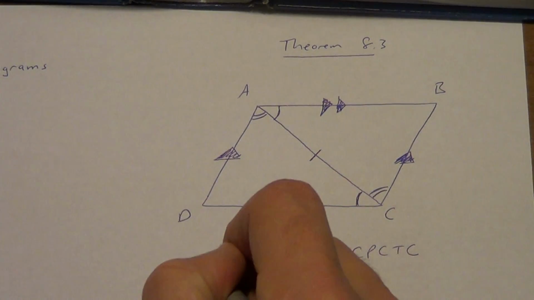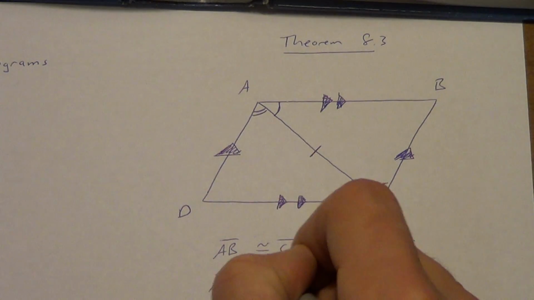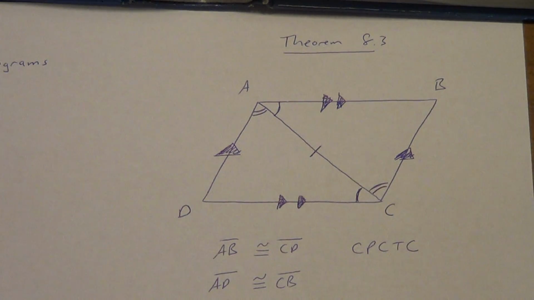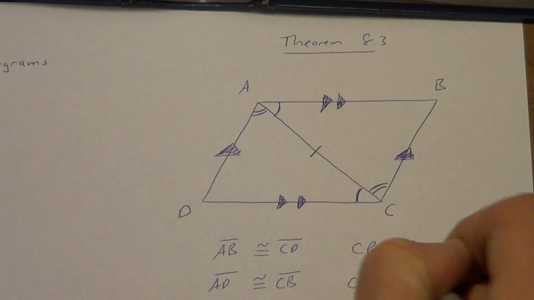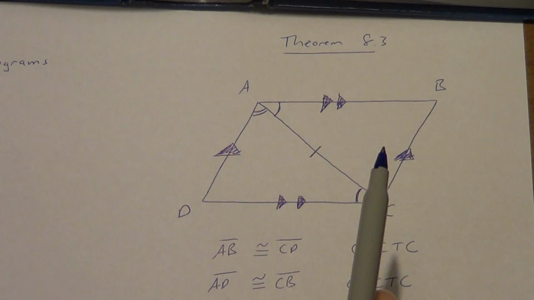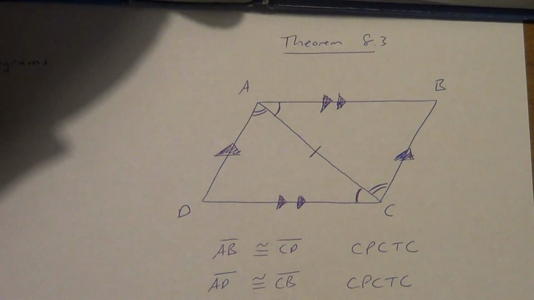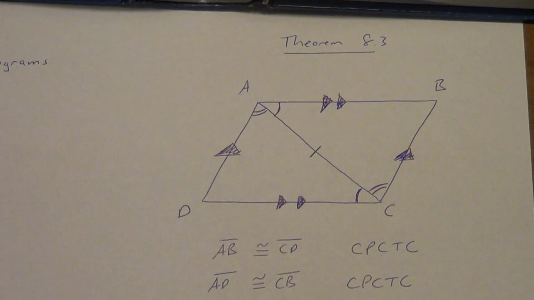Likewise, AD is congruent to CB, once again because of CPCTC. Alright, so we just proved that if we start with parallel sides, then we can prove that the opposite sides are congruent. That's what Theorem 8.3 says. According to the book, Theorem 8.3 says, if a quadrilateral is a parallelogram, then its opposite sides are congruent.